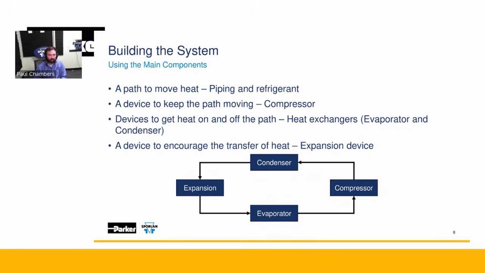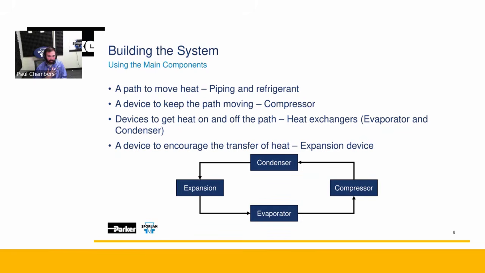So apologies for all the oddities of choosing the refrigerant. It's helpful to understand what we're working with inside the system. But now we can talk about how you'd actually build that system out. We talked about the components, and now we'll put them in order. So we said that we'd have a path to move the heat, and that's the piping refrigerant. So we have these black lines going in a nice little rectangle here.